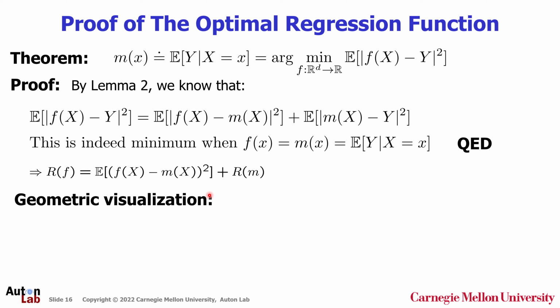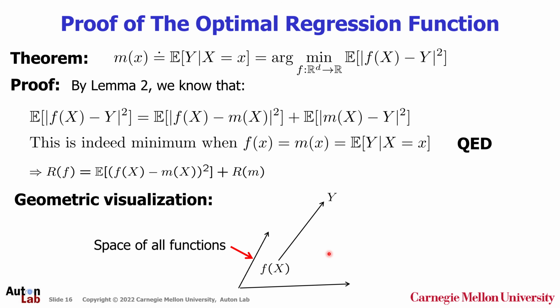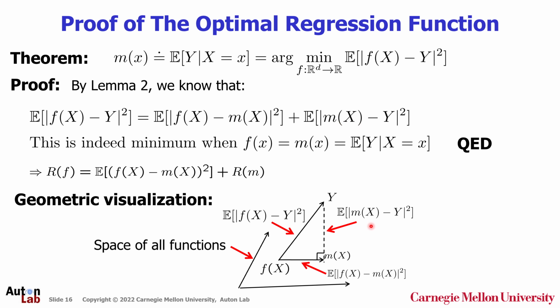This theorem can be illustrated geometrically the following way. Let this be the space of all functions, and let Y be a random variable. We want to find a function in the space of all functions that will be the closest to Y, that is, where the expected value of f(X) minus Y squared is minimal. From the theorem we just proved, we know that this function m will minimize this distance. And from the Pythagorean decomposition, we also know that the expected value of f(X) minus Y squared equals the expected value of f(X) minus m(X) squared plus the expected value of m(X) minus Y squared. In other words, we can think of function m as an orthogonal projection of Y to the space of all functions.